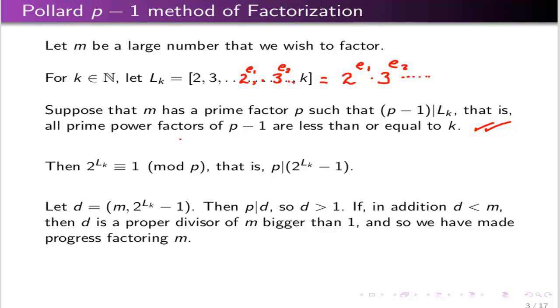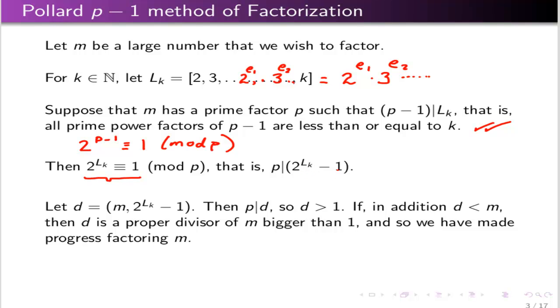Alright, let's suppose that m happens to have some prime factor p such that p-1 is a divisor of Lk. That is, all of the prime power factors of p-1 are less than or equal to k. What can we do in this case? Well, by Fermat's little theorem, we know that 2 to the p-1 is congruent to 1 mod p. And since Lk is a multiple of p-1, that would say that 2 to the Lk is congruent to 1 mod p. In other words, p is a divisor of 2 to the Lk minus 1.